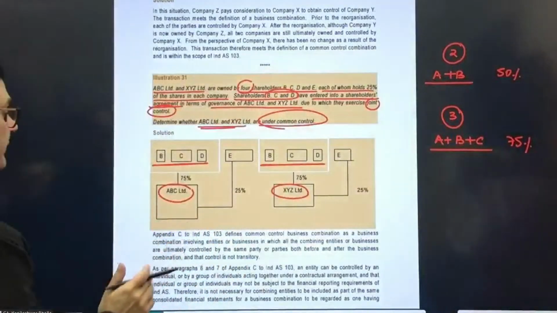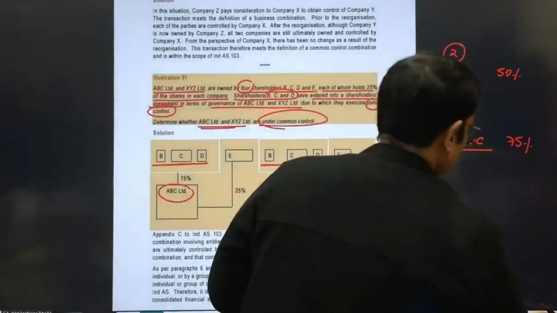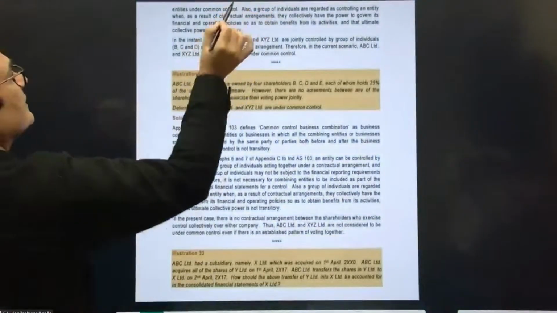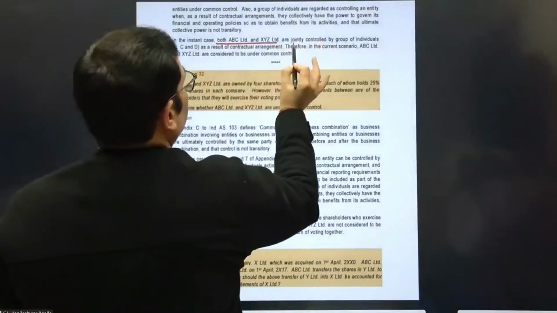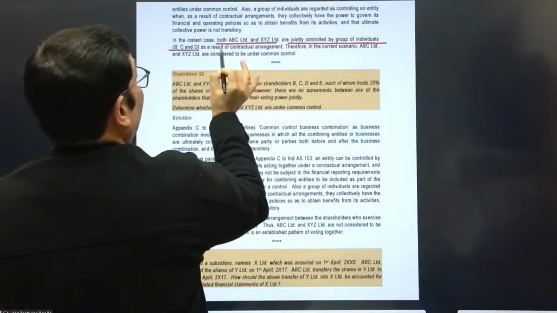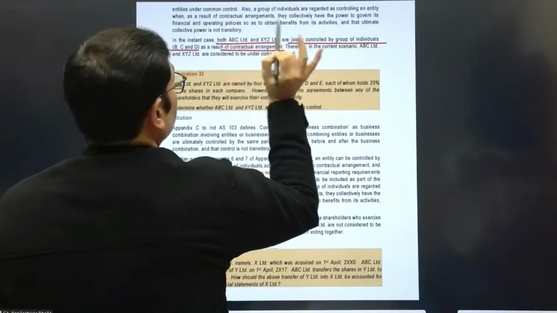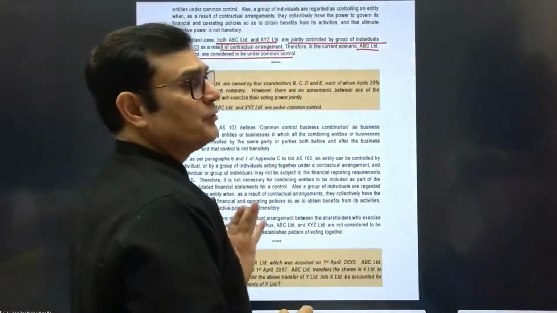Now let's have a read. I'm just going to take you through the direct answer based on this. So let's have a look. I am given the status. It says, in the instant case, both ABC and XYZ are jointly controlled by a group of individuals BCD as a result of contractual arrangement. Therefore, ABC and XYZ are under a common control.